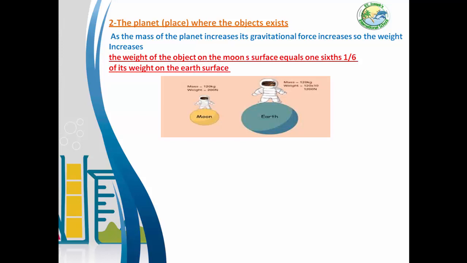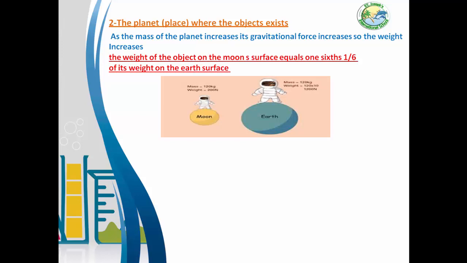So if we measure the weight of an object on Earth, then measure it on the moon, the weight will change. The weight of an object on the moon's surface equals 1/6 its weight on Earth's surface, because Earth has greater mass and gravitational force than the moon. Weight changes by changing the place. Weight is not a fixed value.